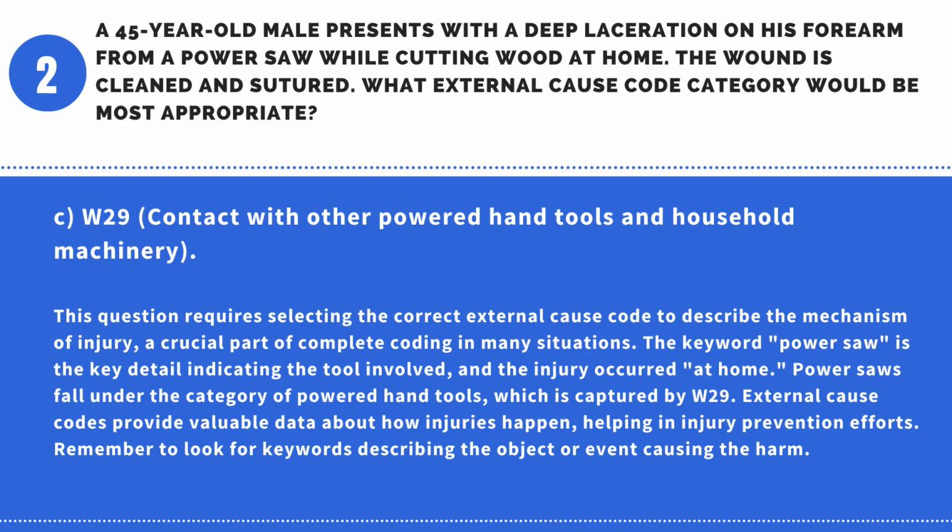External cause codes provide valuable data about how injuries happen, helping in injury prevention efforts. Remember to look for keywords describing the object or event causing the harm.